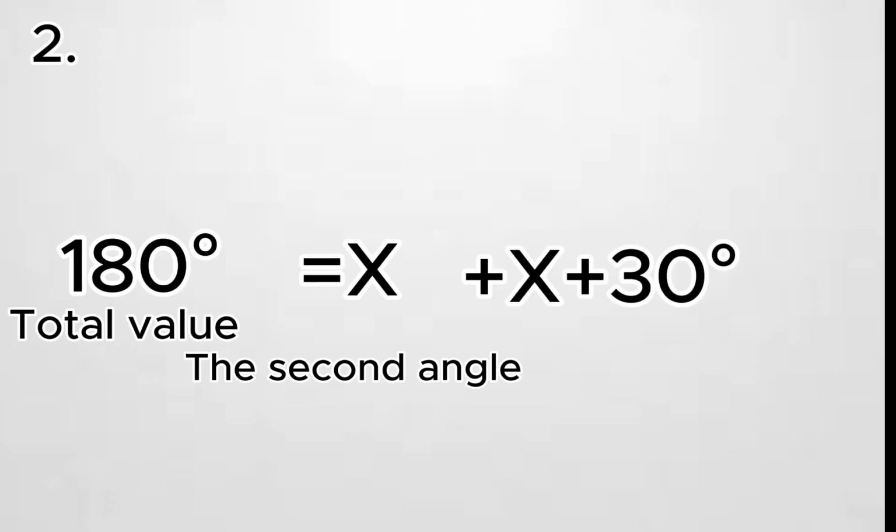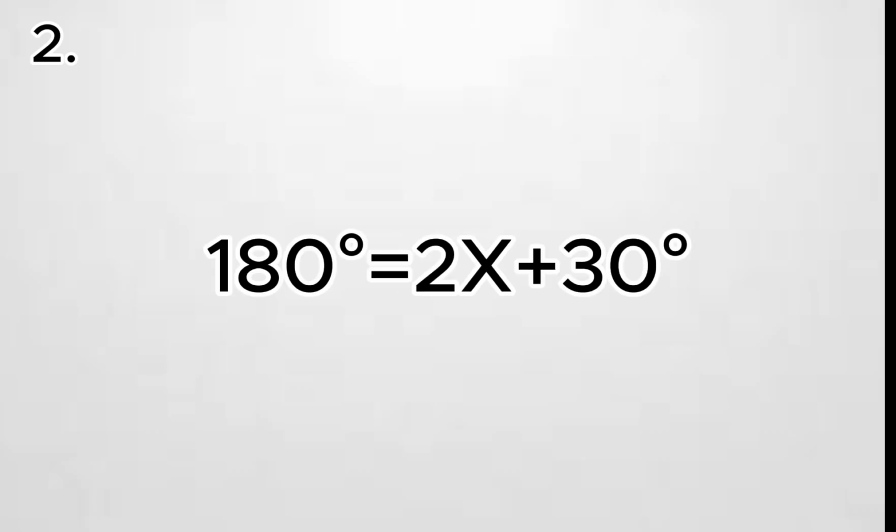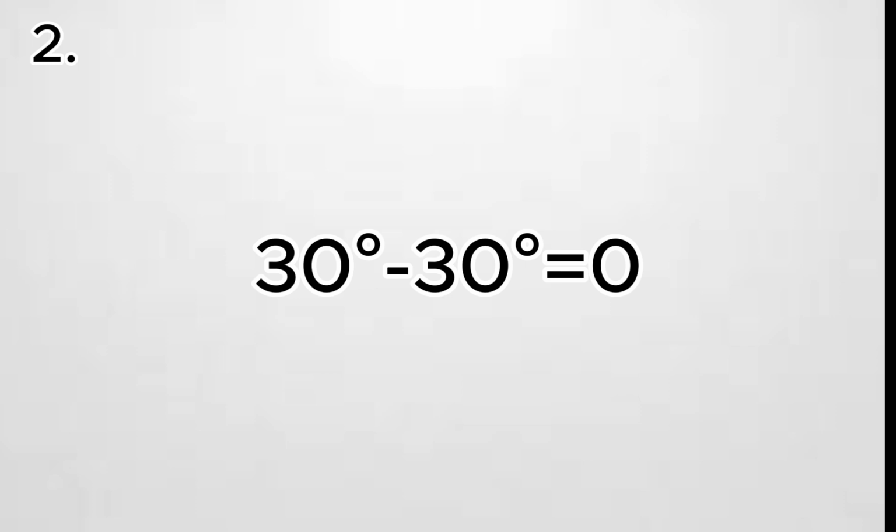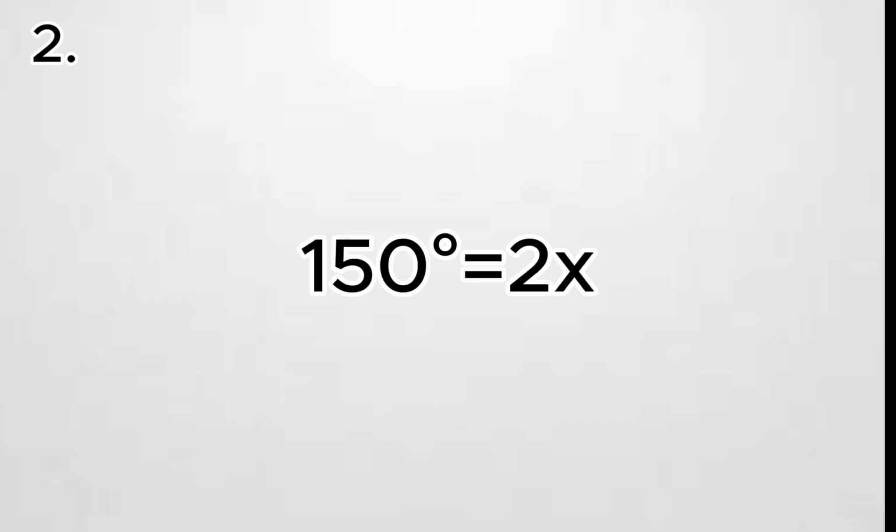180, the total value of the two angles combined, is equal to x, the second angle, plus x plus 30. We can rearrange x plus x to 2x, leaving us with 180 equals 2x plus 30. Now we can subtract 30 from both sides, leaving us with 180 subtract 30 equals 2x plus 30 subtract 30. And now we can solve. 180 subtract 30 is 150, and 30 subtract 30 is equal to 0, leaving us with 150 equals 2x.